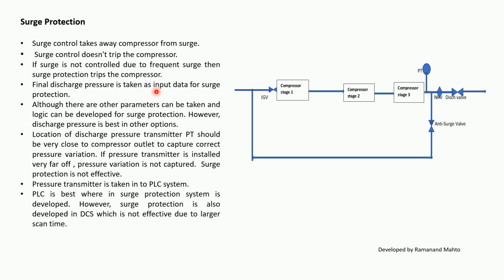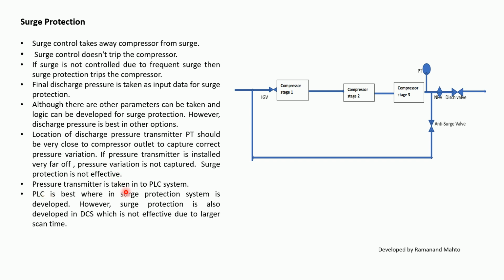Final discharge pressure is taken as input data for the surge protection. Although other parameters can be taken and logic can be developed for surge protection, discharge pressure is the best among the options. The location of the discharge pressure transmitter, PT, should be very close to the compressor outlet to capture the correct pressure variation. If the pressure transmitter is installed very far off, pressure variation is not captured and so surge protection is not effective.